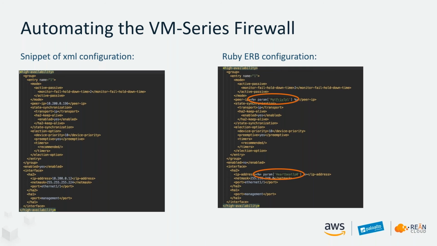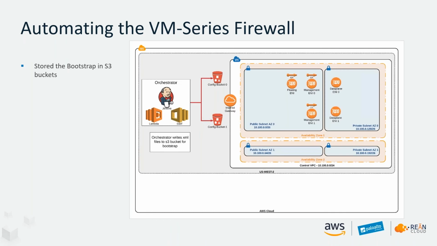So now we've got the correct information in the bootstrap, and so to make it available to the VM series, we actually stored it in S3 buckets. And so the concept is that it would behave very similarly to what you would have if you had a USB thumb drive with the bootstrap and you were plugging it into a physical Palo Alto Networks firewall. The same concept here. We pointed the Palo Alto, the VM series, to those S3 buckets to be able to pull that bootstrap and configure the VM series.